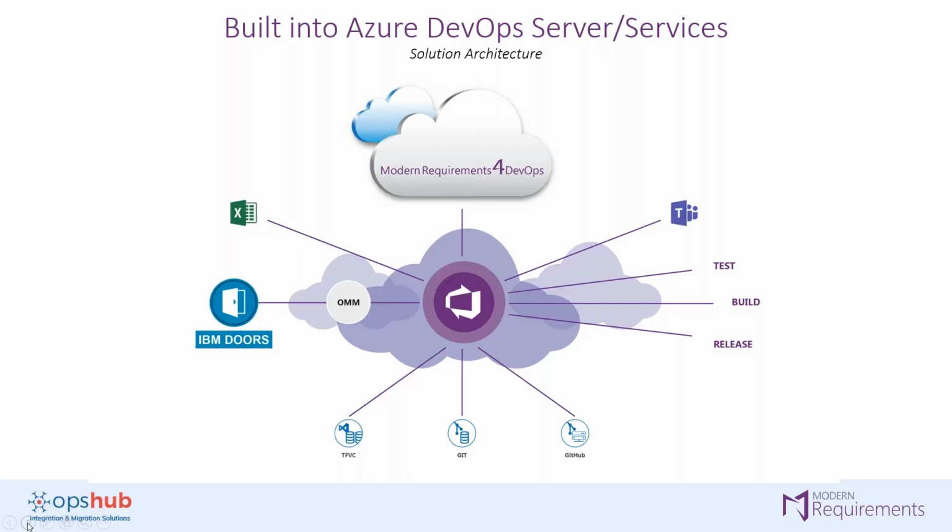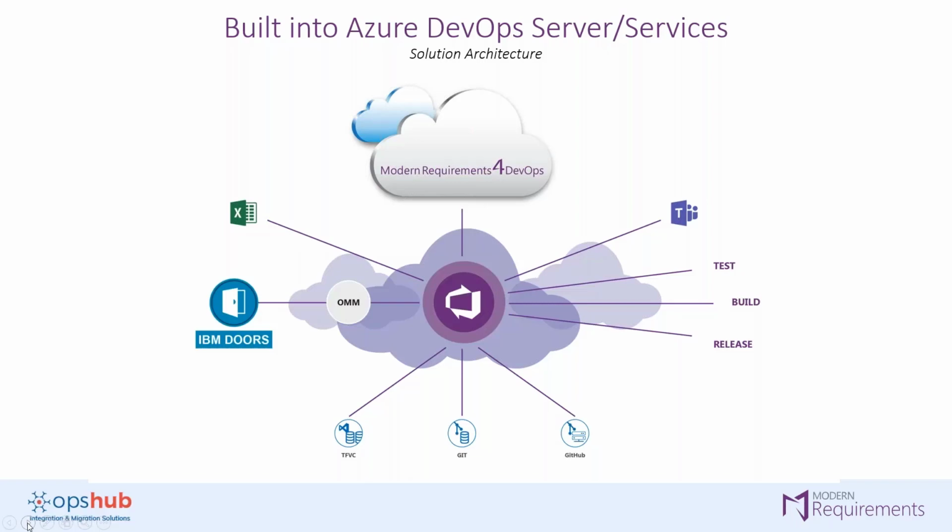The tool inherits whichever process template you want to use for your project, whether it's an out-of-the-box Agile or a highly customized CMMI template. You can see and work with all of the work items that you've created in Azure DevOps. And also the tool supports the bidirectional integration with Excel and Microsoft Teams.